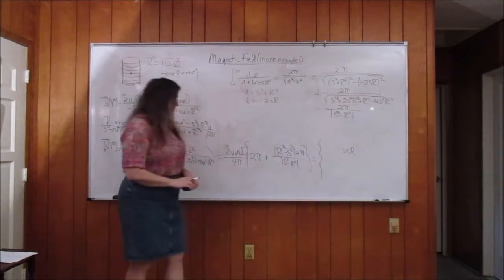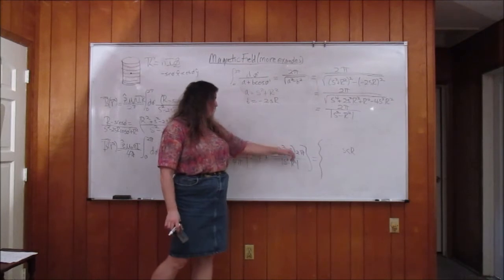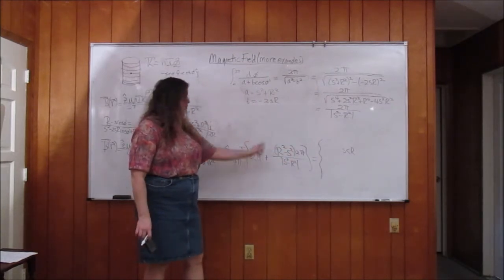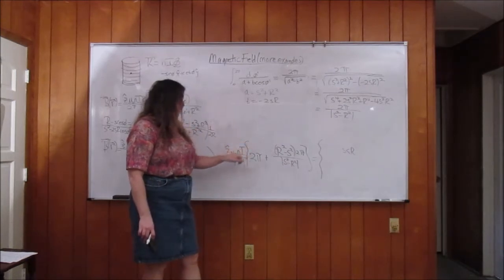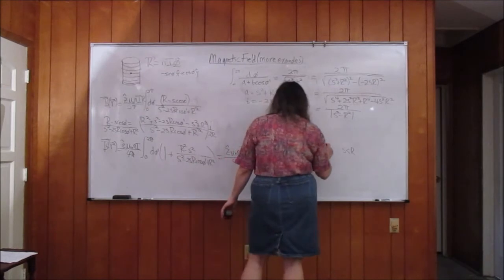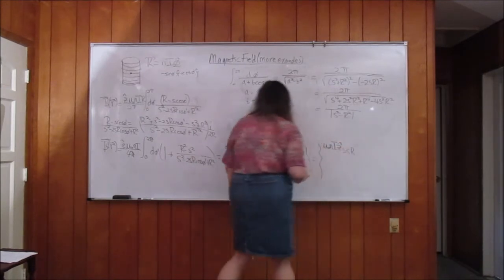Inside the solenoid, r is greater than s. So basically, you'll have r squared minus s squared over r squared minus s squared, which is just 1. We'll have 2 pi plus 2 pi, 4 pi. So that 4 pi will cancel with this one. You'll be left with mu naught I in the z direction.